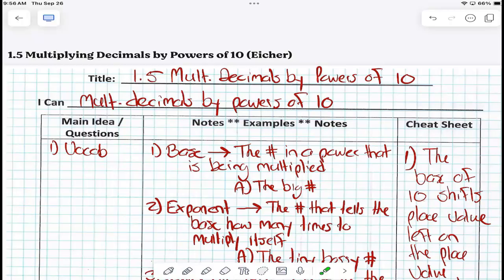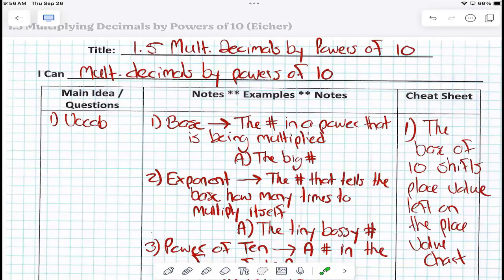Today we just finished 1.5, multiplying decimals by powers of 10. Can you multiply decimals by powers of 10? Yes. All right. Quickly, the base. When we're talking about a power, the base is what number? Say that again. The big number.